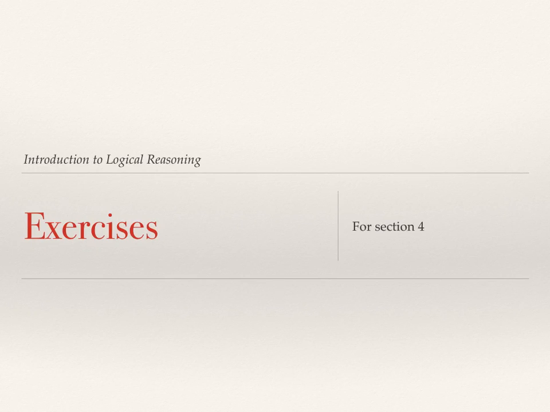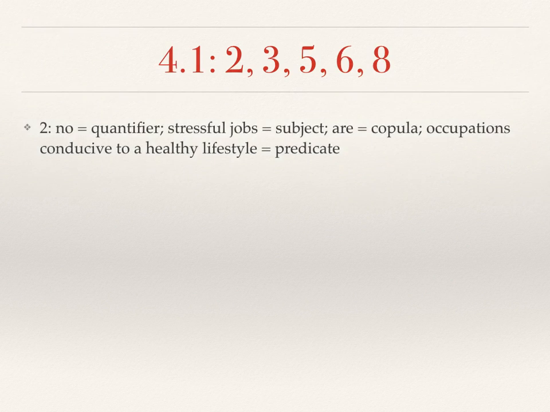Okay, we're going to go over the exercises for section 4. First exercises were section 4.1. In 4.1, you were to identify basically the four terms: the quantifier, the subject, the copula, and the predicate. And I'm doing the ones that don't have the answers at the back of the book.